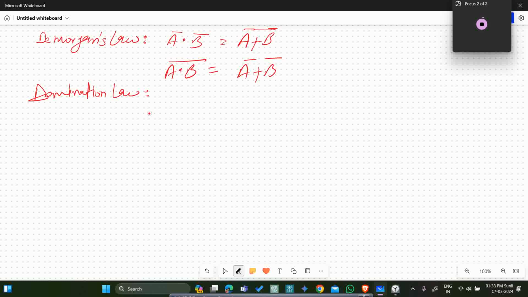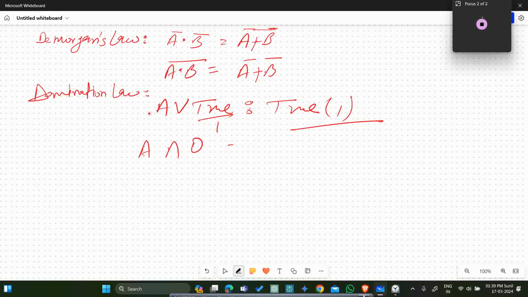Domination law is for which operator, what value will dominate on all the different values? So let's say it is variable A, a proposition variable, and for disjunction, if it is true, then it will always be true. So one, or we can say it is one. So always one. So one is the domination value here. For conjunction, 0 is the domination value. So always false. So we can say 0.